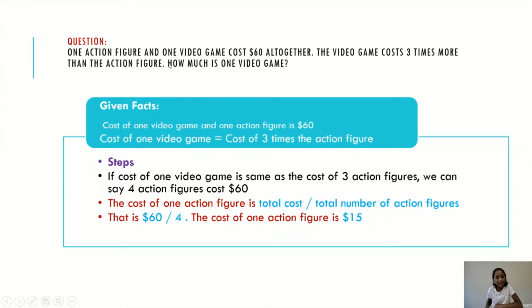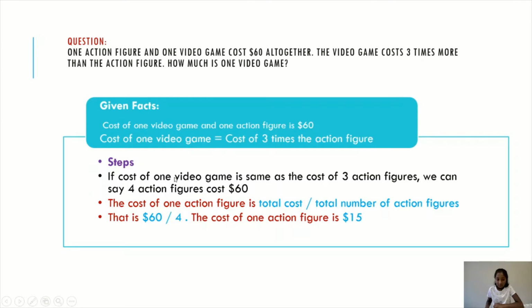We're trying to find out how much money is the video game. And here are our steps to finding that out. If the cost of one video game is the same as 3 times the cost of the action figure, we can say 4 action figures cost $60.